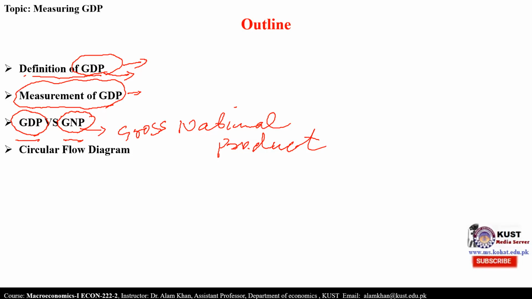Then later on we will discuss the circular flow diagram, how the resources are distributed between firms and households. Then we will discuss what's the difference between nominal GDP and real GDP.